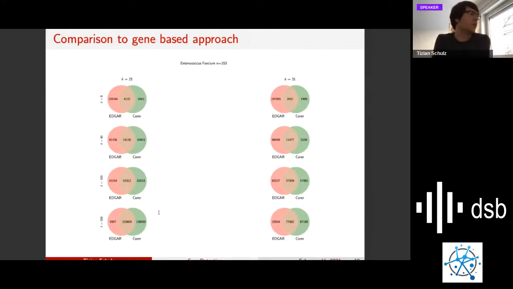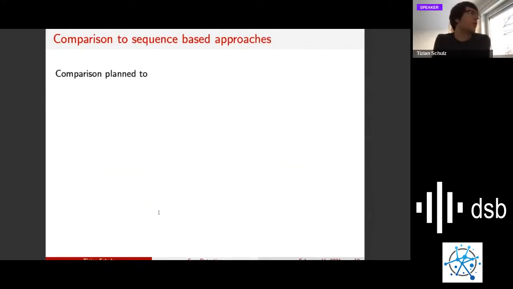So the next step would be to compare our implementation to approaches that also predict a gene-based core genome. This comparison is not performed yet, but I'm working on it.